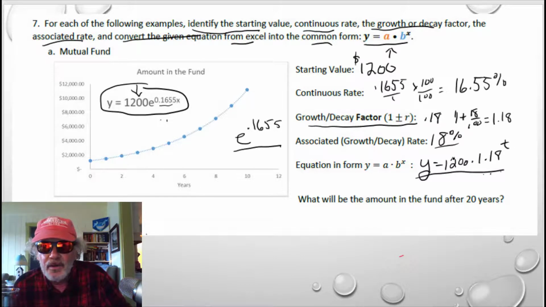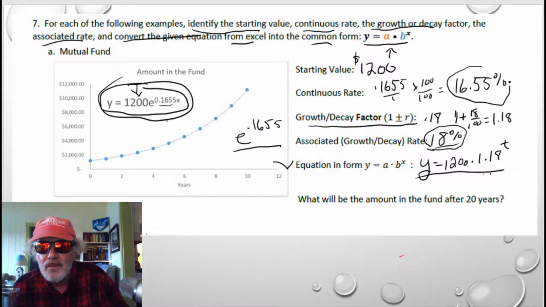Now this equation that we just made here is identical to this equation given in Excel. What we're doing is making the conversion. And if you think about it, you're going to need a little bit more of a percentage here to compensate for the fact that this is the continuous form of the equation.